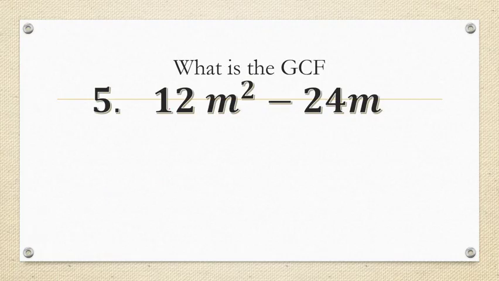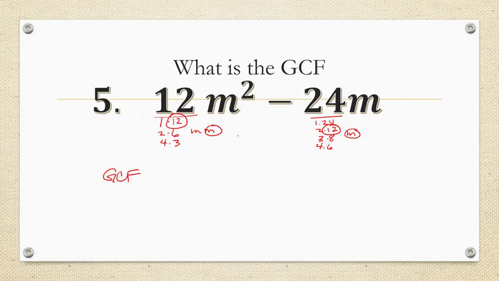Okay. Now, what's the greatest common factor here? Well, here we've got 1 times 12, 2 times 6, 4 times 3, and we have 2 m's in this term. In this term over here, we've got 1 times 24, 2 times 12, 3 times 8, 4 times 6, and we've got 1 m. So what's the biggest thing that they have in common? 12, and they each have an m that we can divide out. So the GCF, even though we have a minus sign here, we're still doing the GCF out of both terms, is 12m.